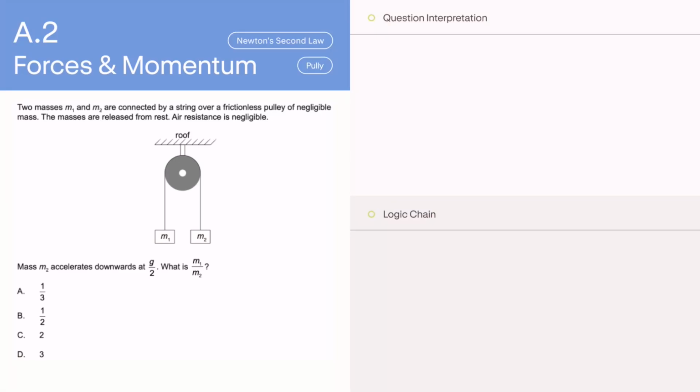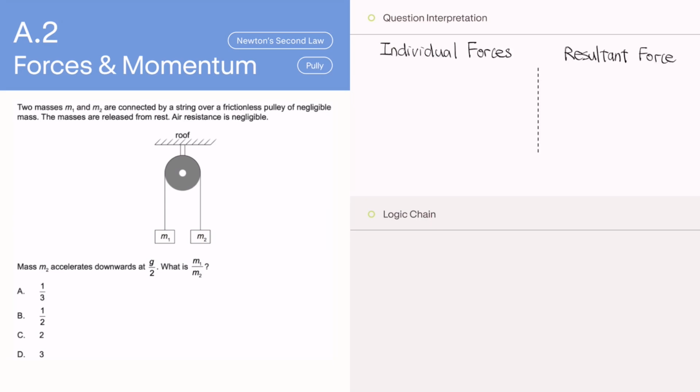This is a hard problem. It looks similar to the previous two methods on a string question, but the pulley here makes it trickier. Feel free to pause and try it on your own first. This is a Newton's second law problem because there's acceleration mentioned, so we are going to use F equals ma.